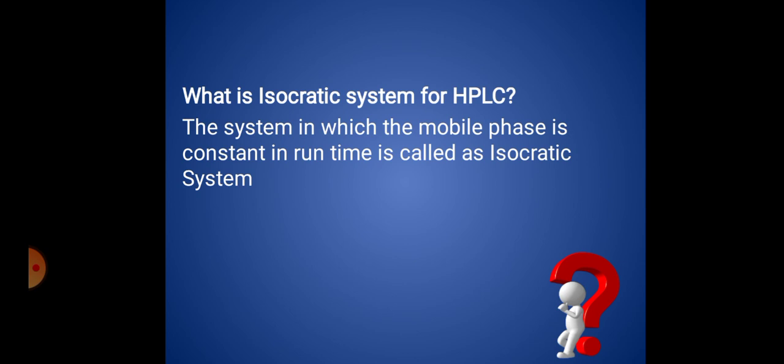Next question is, what is isocratic system for HPLC? So isocratic system for HPLC depends upon the composition of mobile phase. Now the system in which the mobile phase is constant in runtime is called as an isocratic system. Okay, in isocratic system, mobile phase is the same all over the analysis. Means there is no change in mobile phase composition, and hence this system is called as an isocratic system for HPLC.